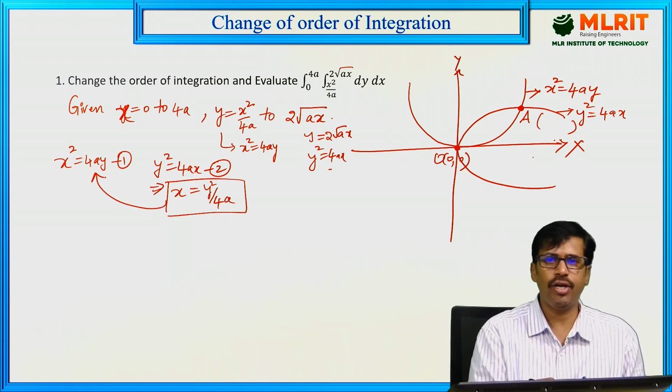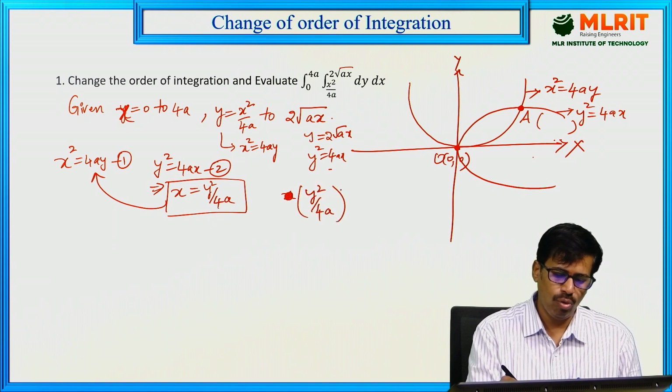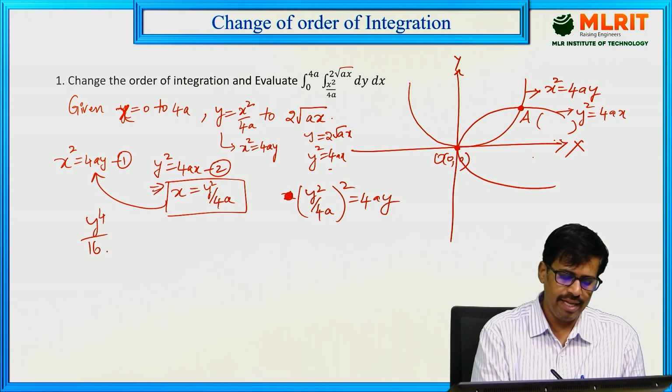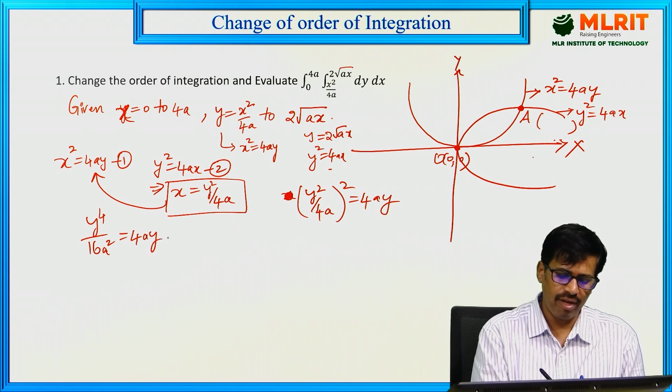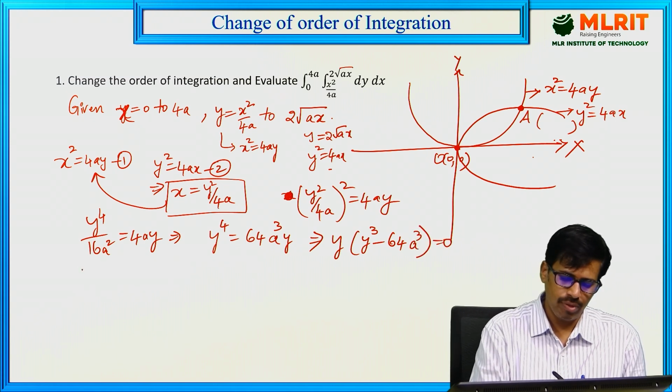This x value substitute in equation 1. So x square equal to, x means y square by 4a whole square equal to 4ay. So this is y power 4 by 16a square equal to 4ay. So if you cross multiply, y power 4 equal to 64a cube into y. So if you take y common, y cube minus 64a cube equal to 0.